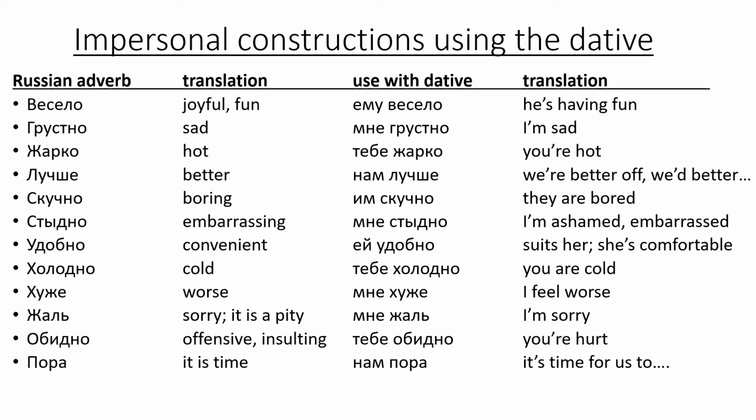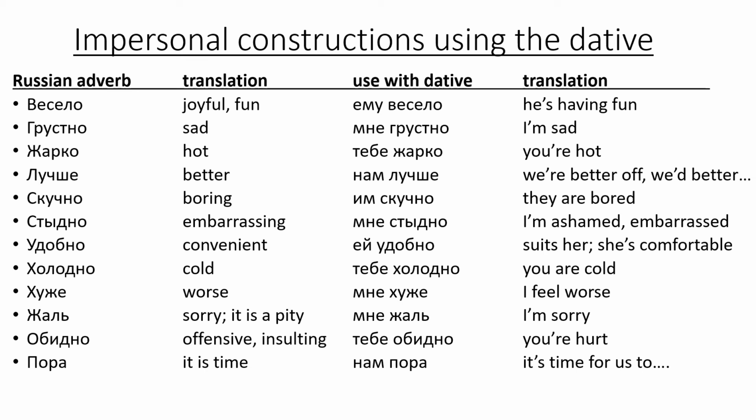Here is a list of common constructions which are used with the dative case. These are useful to know and to be aware of, but we won't spend too much time focusing on them today. I'll just read through them to show you how they're pronounced. So we have весело, meaning joyful or fun, and when used with the dative, it can mean that someone is having fun or enjoying themselves. Ему весело. He's having fun.